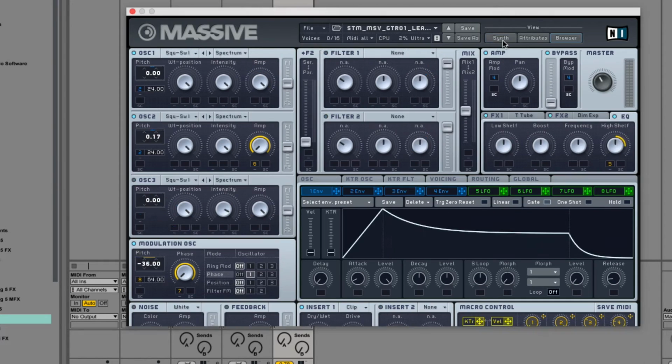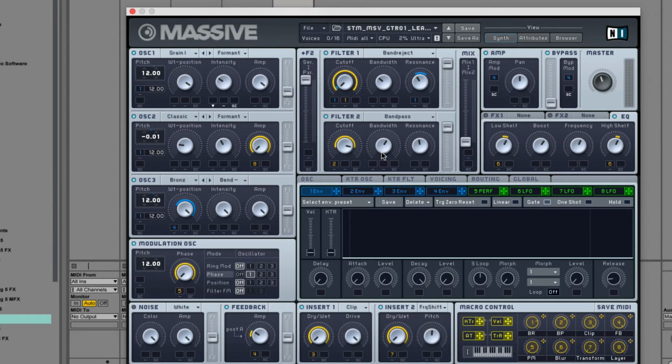We have here Grain 1 on the first oscillator, Classic on the second, and Bronze on the third. The first oscillator is set to one octave above, wavetable position maxed. Our intensity is on formant, at about 10 o'clock. Amp is maxed. I think I said that, but anyways. Second oscillator, detuned by one cent down. We're on Classic. Wavetable position is basically pointing directly left.